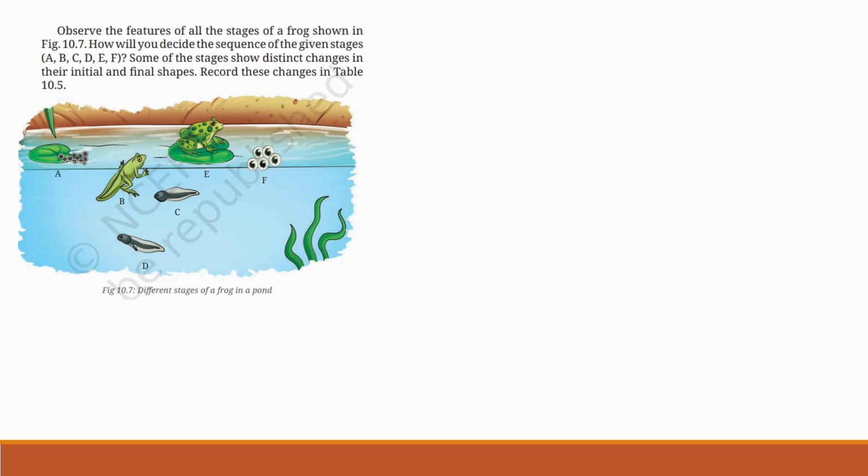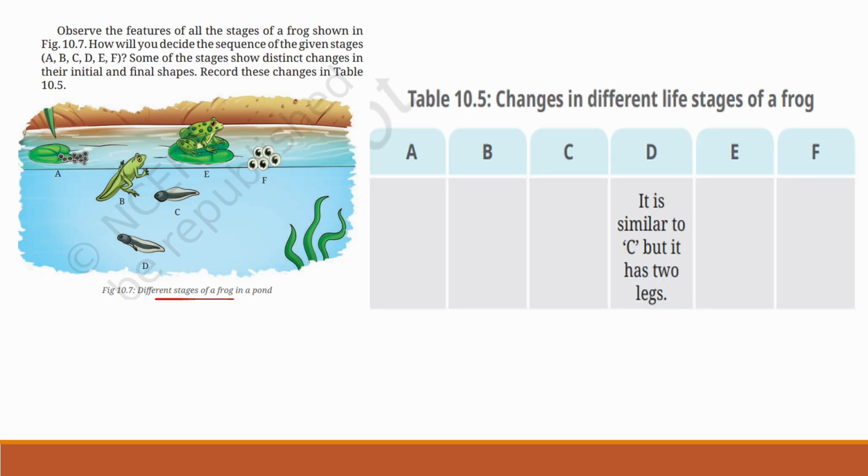Different stages of a frog in a pond. See, A, B, C, D, E and F. These are the different stages in the life cycle of a frog. See, A is spawn. Then B is an embryo. Then C, tadpoles with a tail. D, this stage is similar to C, but it has two legs.